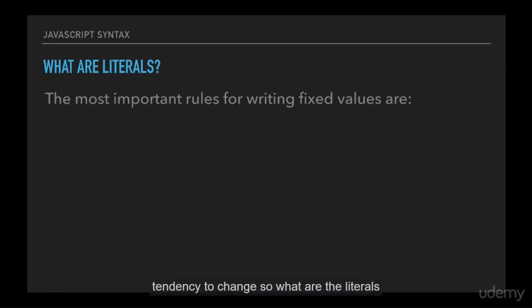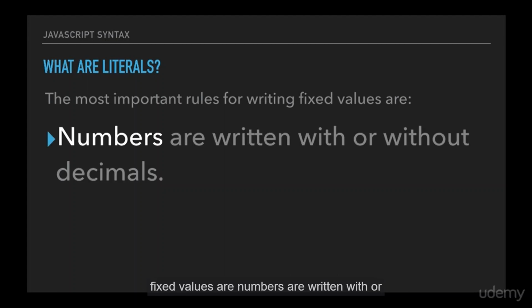So what are literals? The most important rules for writing fixed values are that numbers are written with or without the decimal point. So for example, 10.38 is a literal of type number. Similarly, 1001 is a number and it's also a literal. Its value cannot change.